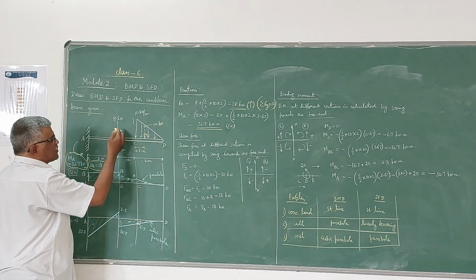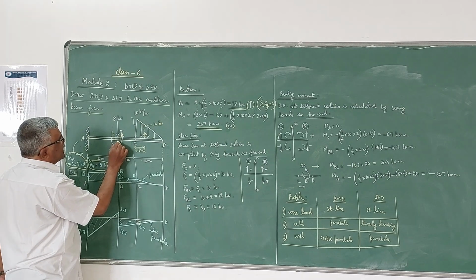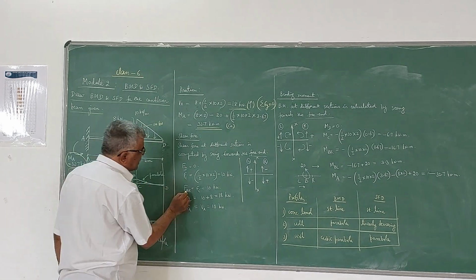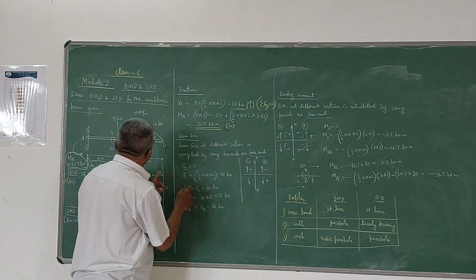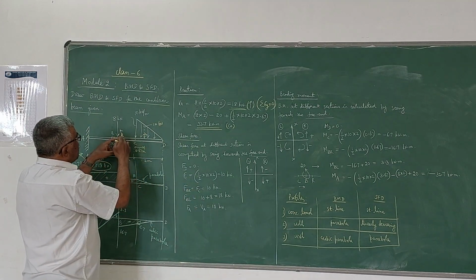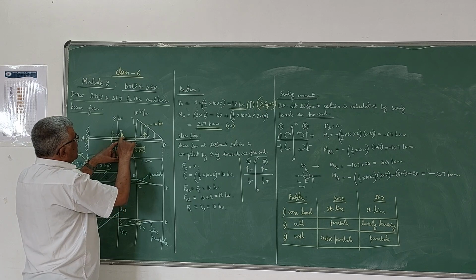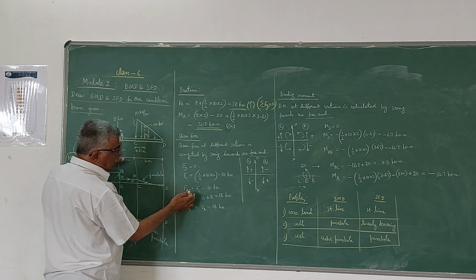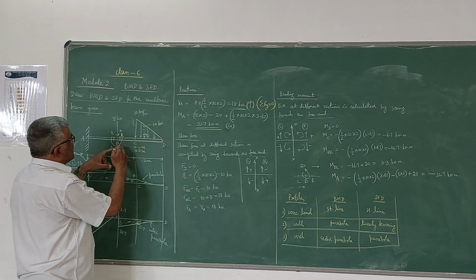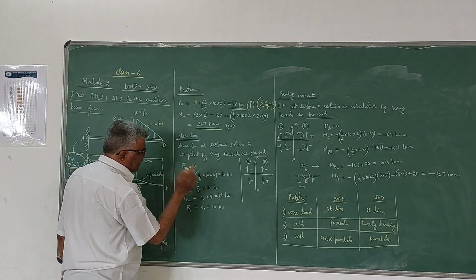Now since I am moving from this end, first I will write FBR. FBR means shear force at the point just to the right of point B, which is nothing but the same as FC, because no force exists from right side of B to C. So whatever shear force is there at C, the same shear force acts at BR also. So it is 10 kilonewton.